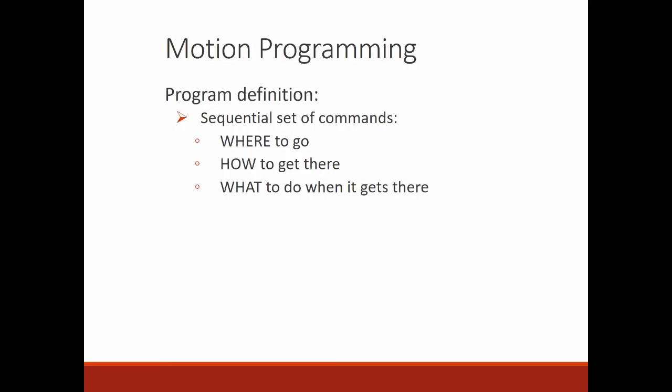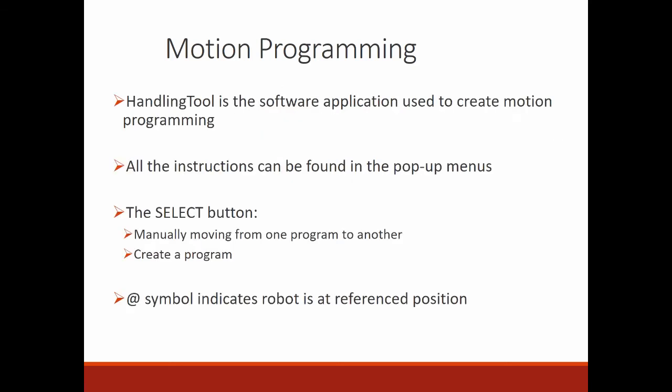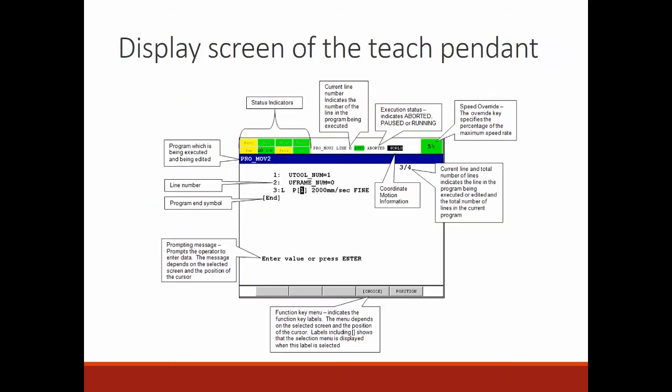So let's start by defining what a motion program is. It's a set of commands that tells the robot where it is, where to go, how to get there, which path it will follow, how fast it'll go, and what to do once it gets there. In motion programming, handling tool is the software that we are using. That's an application-based software used to create the motion programs.